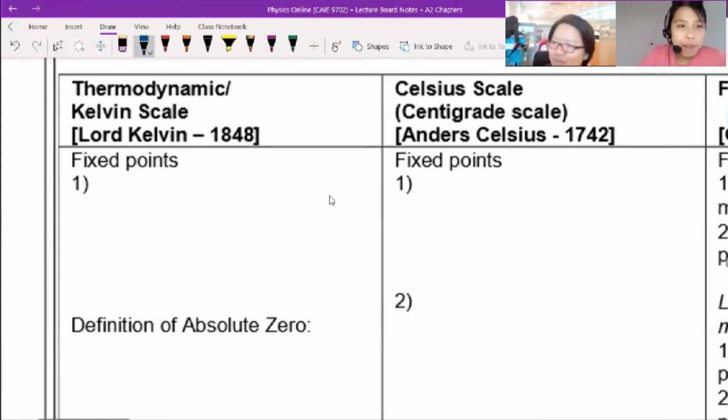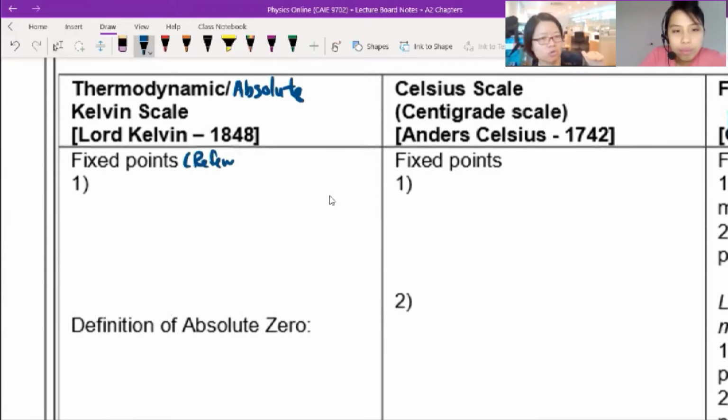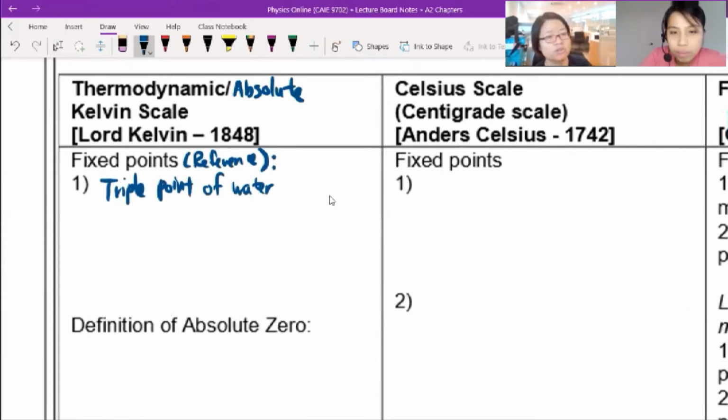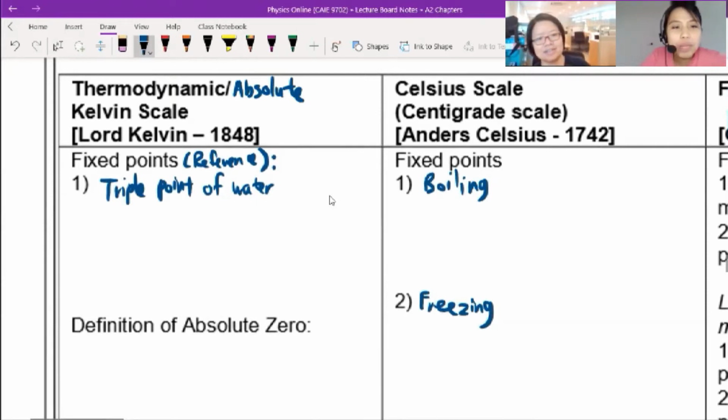Okay, do you remember last time we talked about fixed points, right? But what is a fixed point again? So a fixed point is kind of like a reference point so that you can mark out your intervals starting from that reference point. So last time we had 2 fixed points for the Celsius scale and only 1 fixed point for the Kelvin scale. And we choose this very special point called the triple point of water. All right. But what is the triple point of water? Triple? Why triple? Why not double? What does triple mean though?